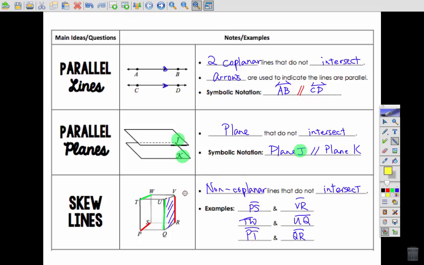One question I want to point out is, what if I'm talking about VR, this yellow line, and TP? It looks like VR is on this plane and TP is on this plane, but in fact they are parallel. And the reason for that is that I can slice this block diagonally, and there is a plane that I'm creating sideways. It's almost like sliced cheese, right? And in that case, those two lines are parallel. Okay.